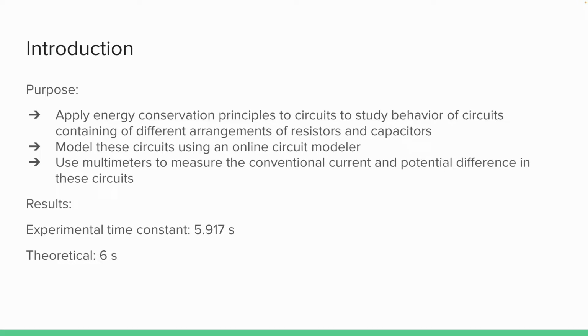The main purpose of our lab is applying energy conservation principles of circuits to study their behavior and how different arrangements of resistors and capacitors interact, modeling these circuits in an online circuit modeler and using multimeters within the circuit to measure conventional current and the potential difference. Our experimental time constant was 5.917 seconds, and the theoretical value calculated was 6 seconds.